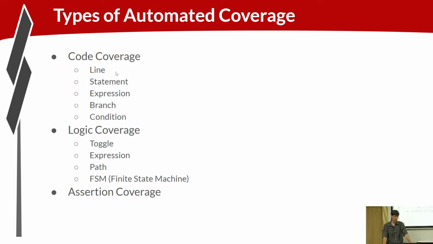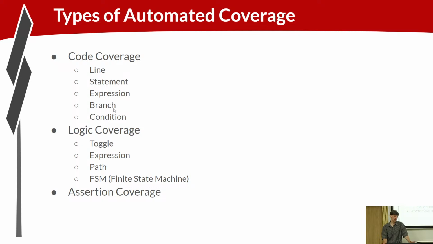There are various types of code coverage. You might hear terms like line coverage, statement coverage, expression coverage, branch coverage, condition coverage. These are various metrics that just analyze your code and make sure every line or expression or statement is executed. Branch coverage would be every control flow expression in your RTL code, your hardware description language code, is executed. Condition is a similar term.